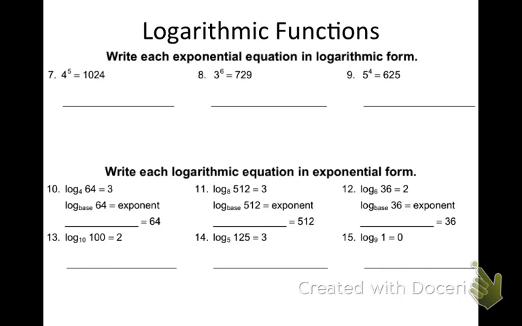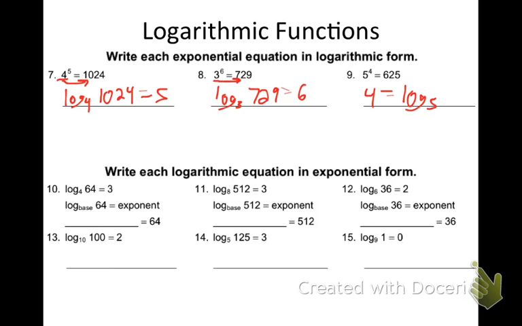Alright, so let's look at number 7 here. How would you write it down in logarithmic form, Shane? Log base 4 of 1024 equals 5. Nice job. What about number 8, John? Log base 3 of 729 equals 5. Yep. And 9, Andy? Yeah, that's right. Equals log base 5 of 625. Nice work.